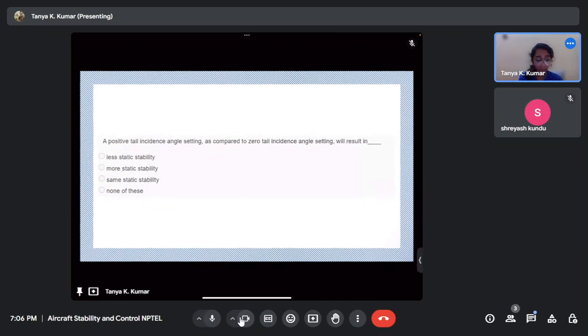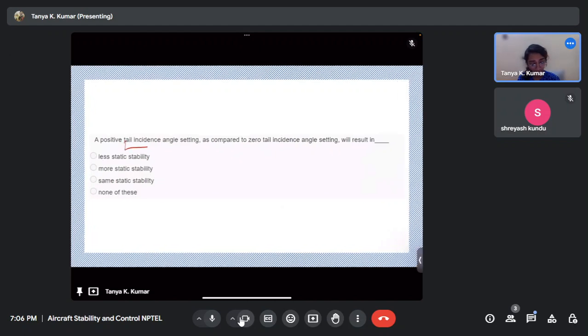Next question. A positive tail incidence angle setting as compared to zero tail incidence angle setting will result in less static stability, more static stability, same static stability, none of these. So this is i T, okay. So what is the right answer?